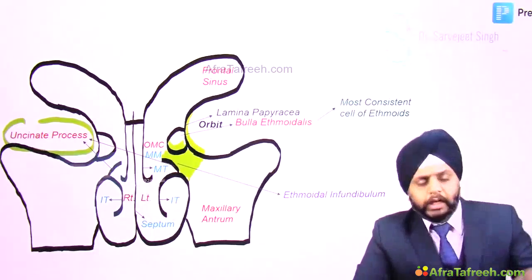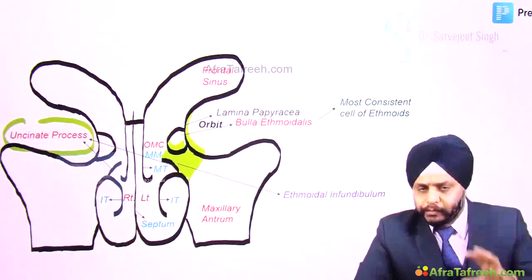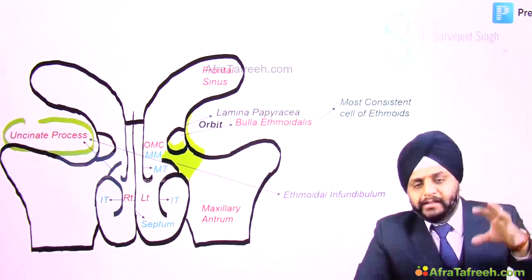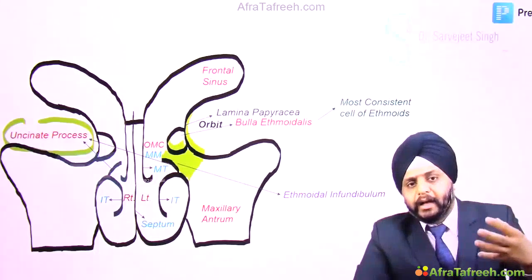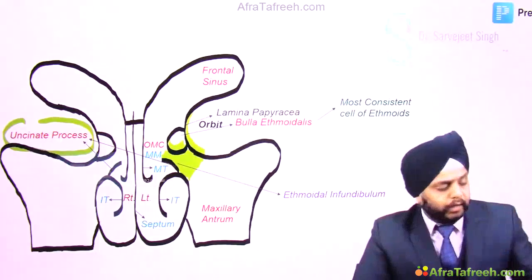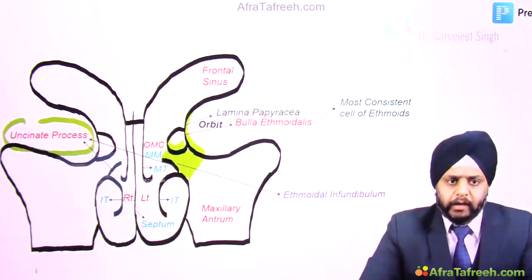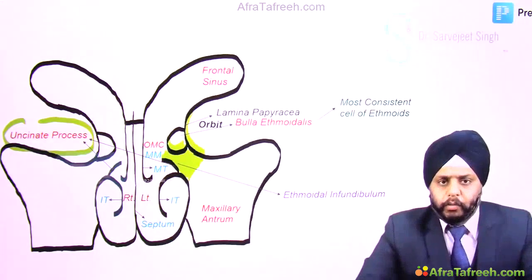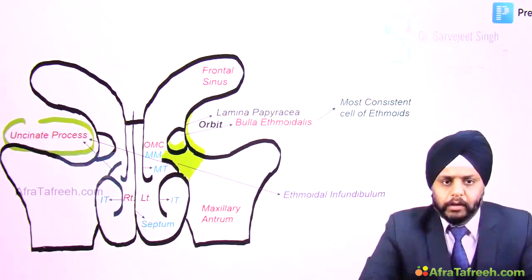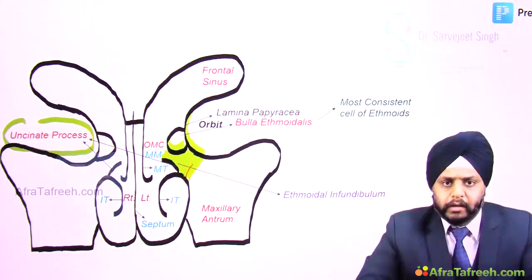So this drainage pathway is the drainage pathway for maxillary sinus. But yes, it is in the ethmoid bone. So it is known as ethmoidal infundibulum. Okay, so therefore you see the maxillary sinus ostium. Somebody asks you, where is the maxillary sinus ostium? So remember that the maxillary sinus ostium is over here.